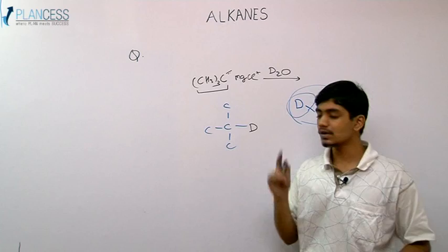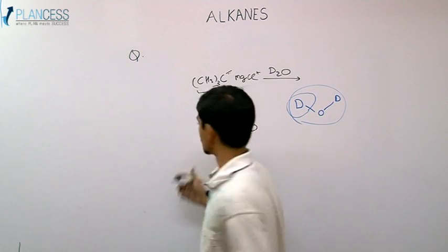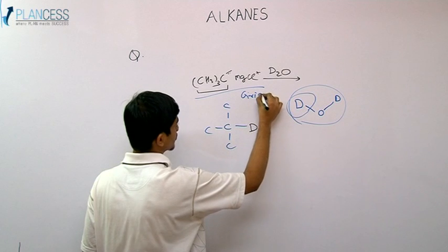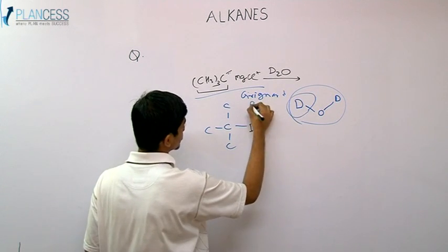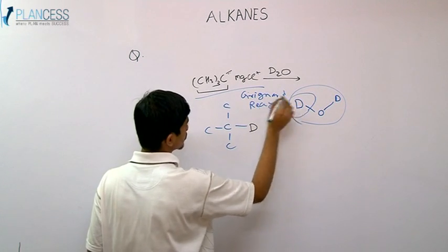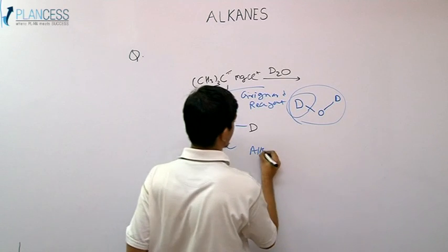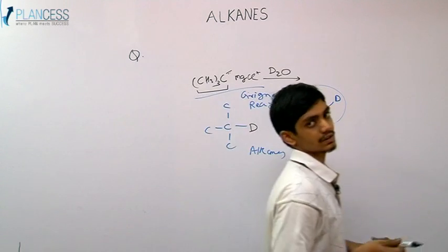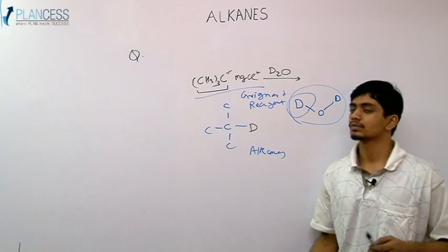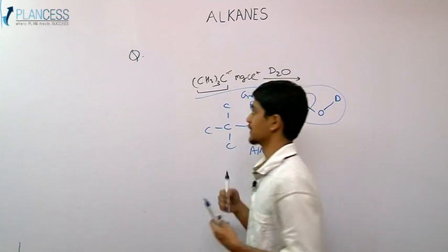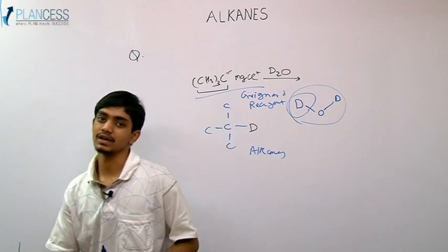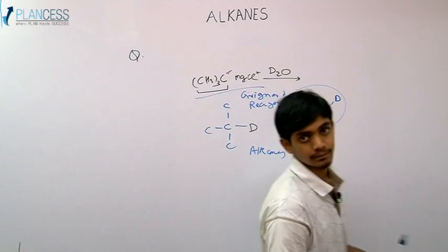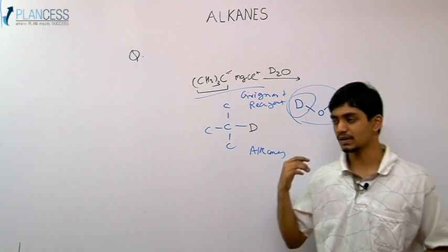So what do we observe over here? From a Grignard reagent, this type of reagent is called a Grignard reagent, we are getting an alkane. That means this is also one of the production methods of alkanes using a Grignard reagent. Use a Grignard reagent, combine it with D2O or H2O, and you get an alkane. How are Grignard reagents produced? That we will discuss later, not in this lecture, but in the subsequent lectures.